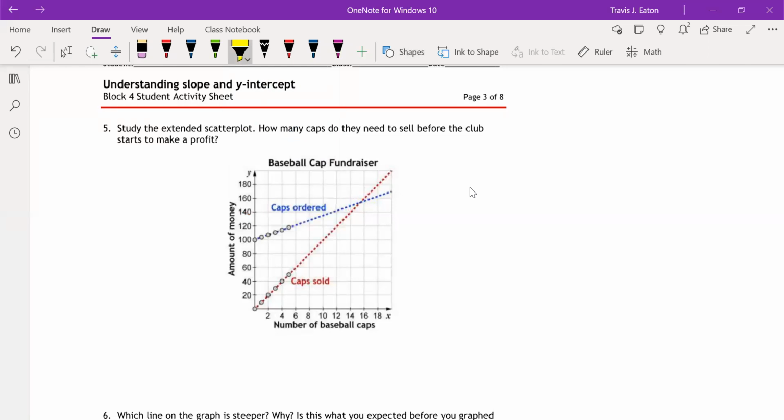Yes, someone has their hand raised. Go ahead. I want to see the answer for how many caps they would need. They would need to sell 16 caps. You're absolutely right, because 16 caps puts us right here, which is just beyond the break-even point. So in order to start making a profit, they would have to sell indeed 16 caps.